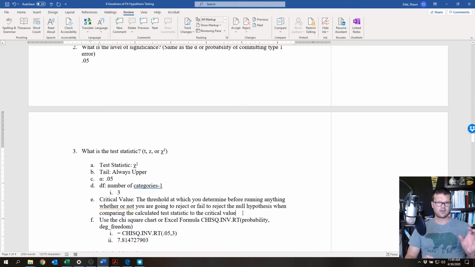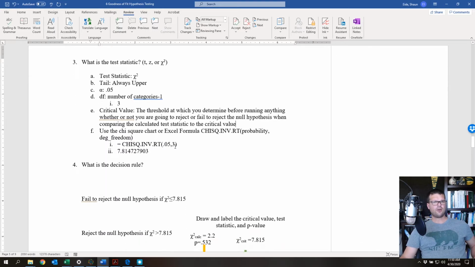So you're comparing the calculated test statistic to this critical value, and this critical value is that delineating point. It's that barrier. If it's on this side, you reject the null hypothesis. If it's on this side, you fail to reject the null hypothesis. So it's that standard, if you will. There are 2 ways to determine the standard for rejection or fail to reject. The first way is to use a chi-squared chart.